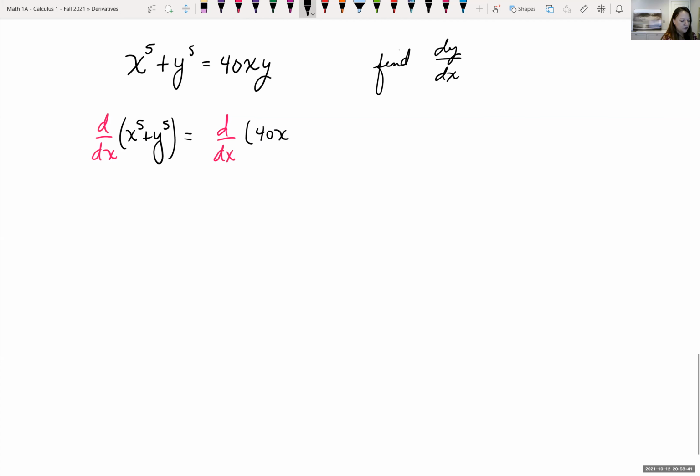When we take the derivative of y, that's a function of x, so we need to remember that we're using the chain rule there. Just take the derivative like you normally would, but tack on the dy dx with that piece.